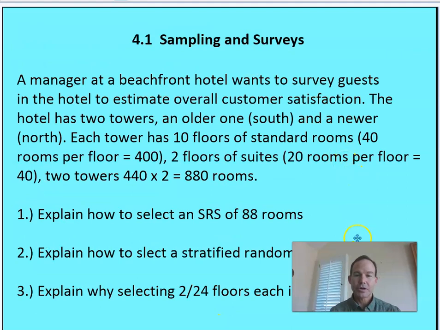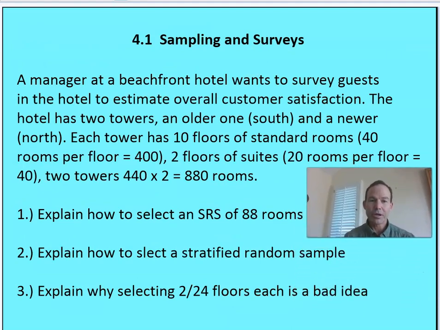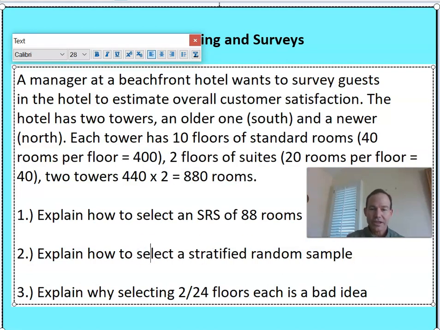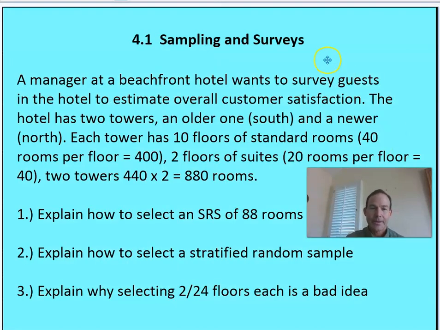All right, so let's take a look at an example here. We have a manager at a beachfront hotel who wants to survey guests in the hotel to estimate overall customer satisfaction. The hotel has 2 towers, an older one south and a newer one north. Each tower has 10 floors of standard rooms and 2 floors of suites. It's 880 rooms. So we want to explain how to select a simple random survey of 88 rooms, explain how to select a stratified random sample, and then explain why selecting 2 out of 24 floors is a bad idea. So you can think about this. I'm going to go on to the answer.